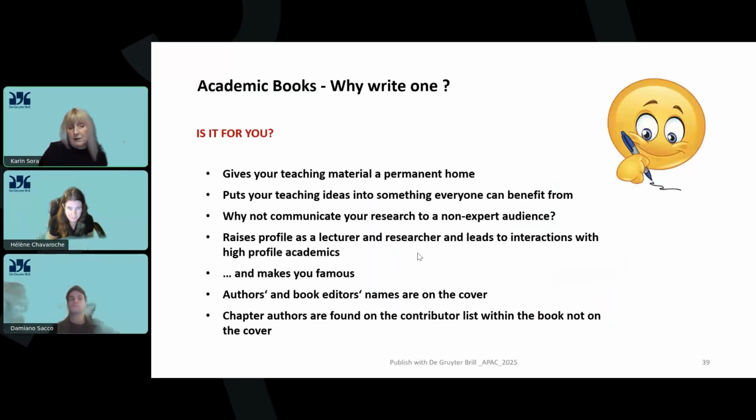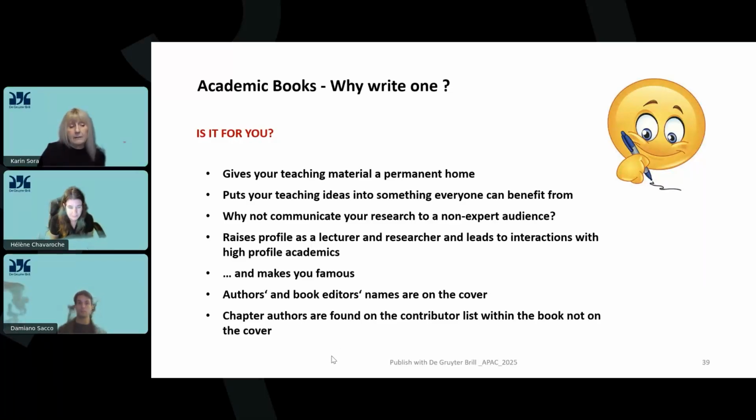Academic books, why write one? It gives your teaching material a permanent home. It puts your teaching ideas into something everybody can benefit from. Why not communicate your research to a non-expert audience? It raises your profile as a lecturer and researcher and leads to interactions with high-profile academics. And it makes you famous. So I had several authors saying to me, the books made me famous.